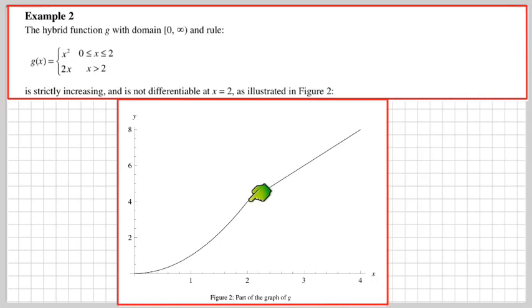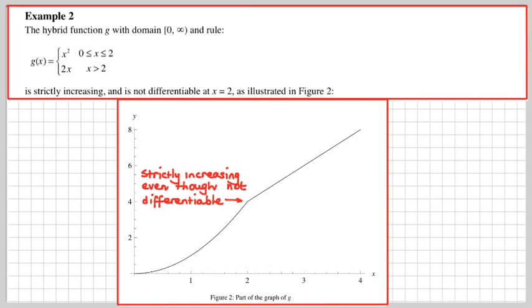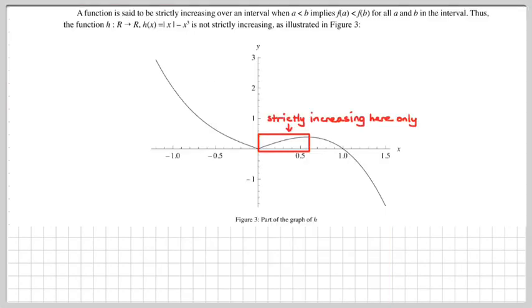But the point is, ladies and gentlemen, it's always going up, and it does comply with our definition of strictly increasing. You can see that. Strictly increasing even though it's not differentiable, because it doesn't flatten off anywhere at all to zero gradient.